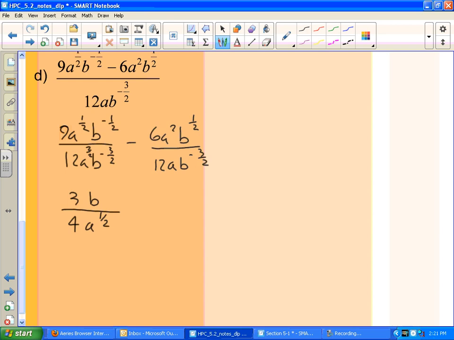Do the same thing on the other one. 6/12. Obviously, I'm going to have a 2 on the bottom, A on the top, and B to the 2nd on the top. That's as far as we can do it.